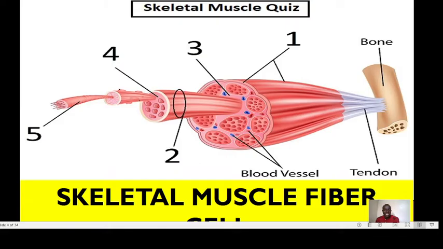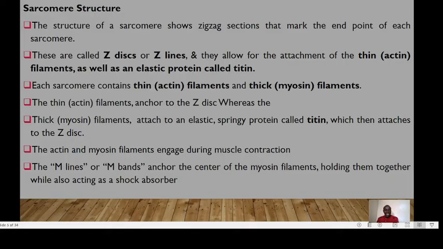Okay, guys, you can take a break and name the different parts of this muscle fiber. Okay, so the structure of a sarcomere, which is responsible for the contractions, shows the zigzag sections that normally mark the end of each sarcomere. So we have the Z discs or the Z lines, and they allow the attachment for the thin actin filaments as well as an elastic protein that we refer to as titin.